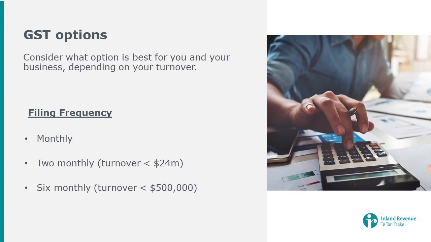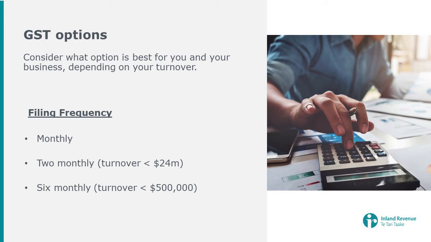When you register, you need to select your filing frequency and your accounting basis. Let's look at the filing frequency first. You can file returns on a monthly, 2-monthly, or 6-monthly basis, depending on your turnover. Most businesses elect to file 2-monthly returns. This means 6 returns per year and fewer transactions to account for in each return. It'll also mean smaller, more frequent GST payments.